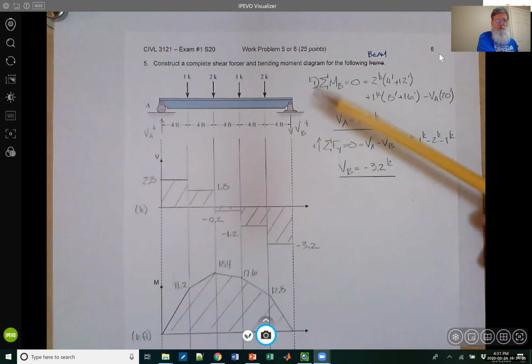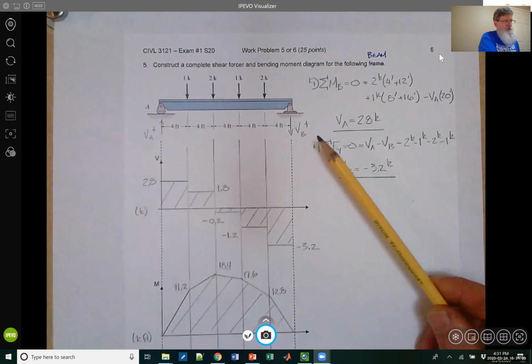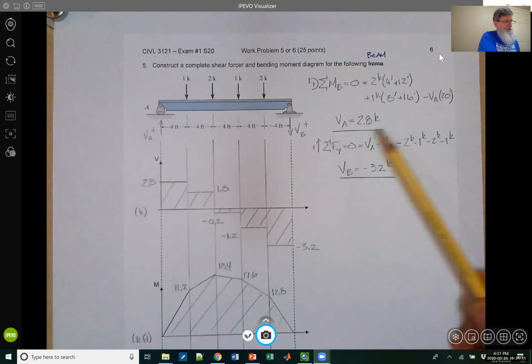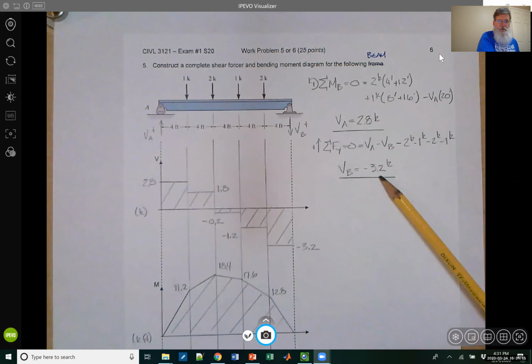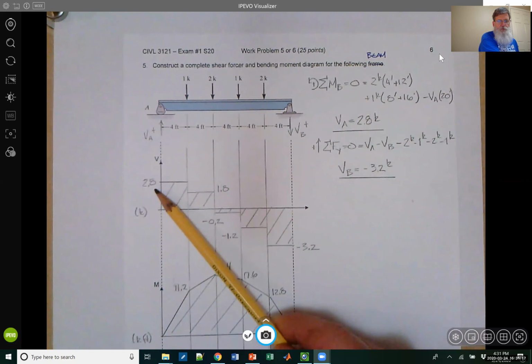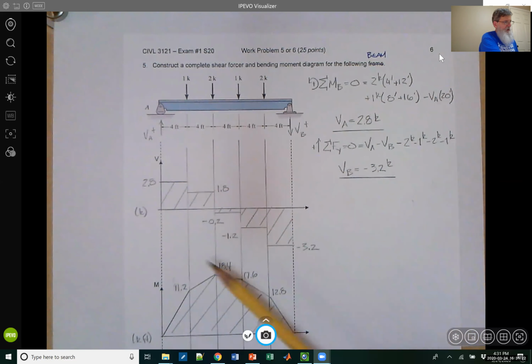So I found my reactions. There's my positive shear at A, positive shear at B, and I saw from my shear at A, got a positive value. I saw from my shear at B, got a negative value. So I know I'm going to start with a value of 2.8 and end with a value of negative 3.2. I just got to connect those dots.